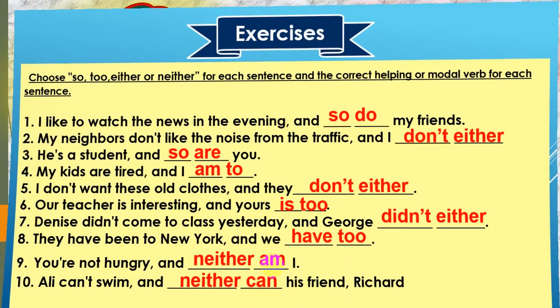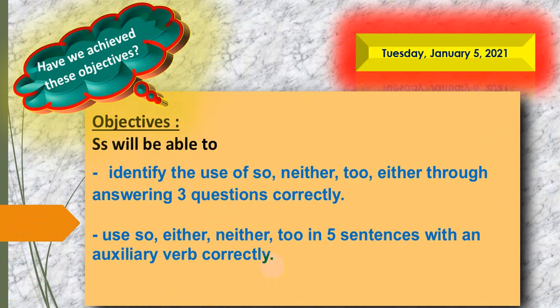And this was everything for our lesson for today. Have we achieved these objectives? Again, I'm going to repeat them. We identified the use of so, neither, too, and either through answering the questions. Then we used so, either, neither, too in sentences with an auxiliary verb correctly. Hope that we achieved this.